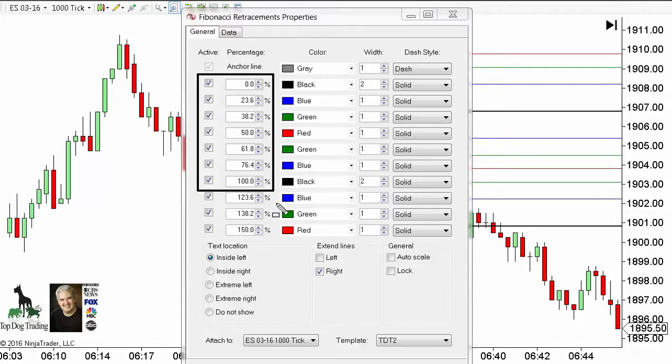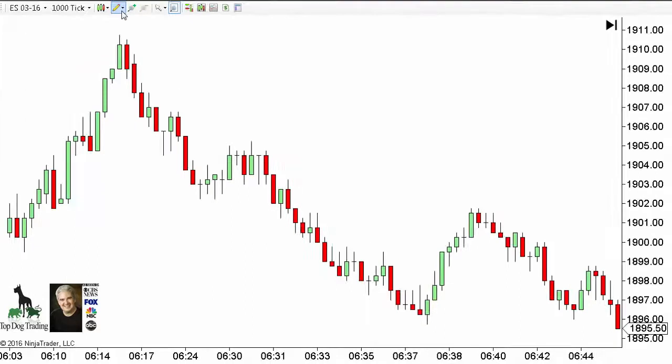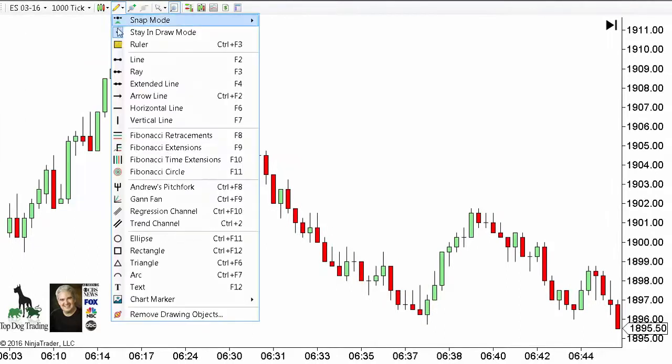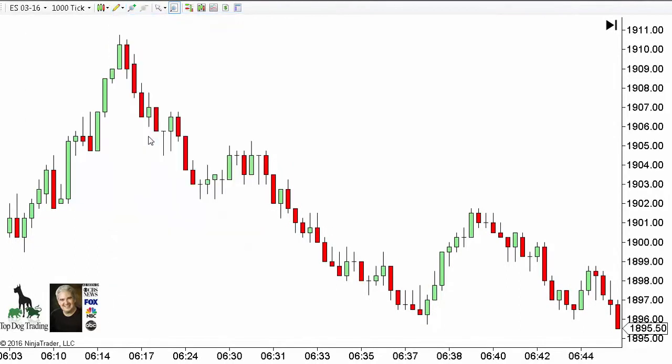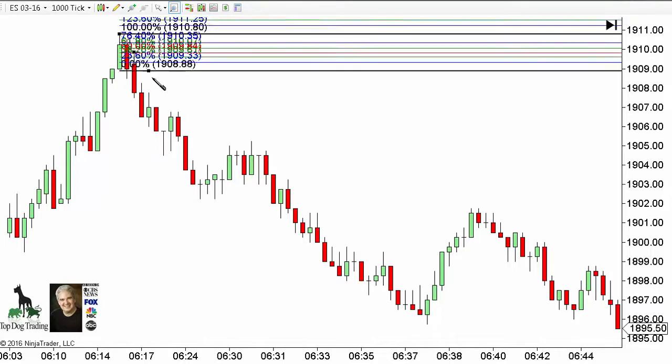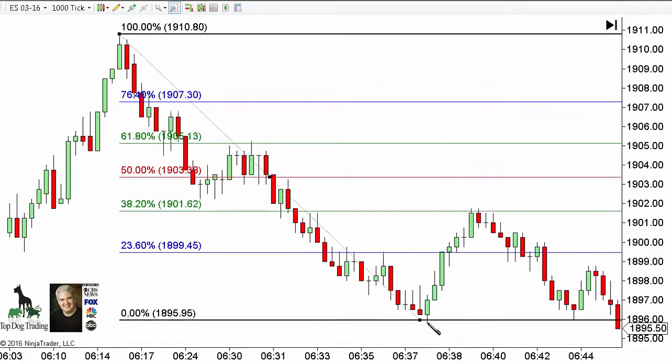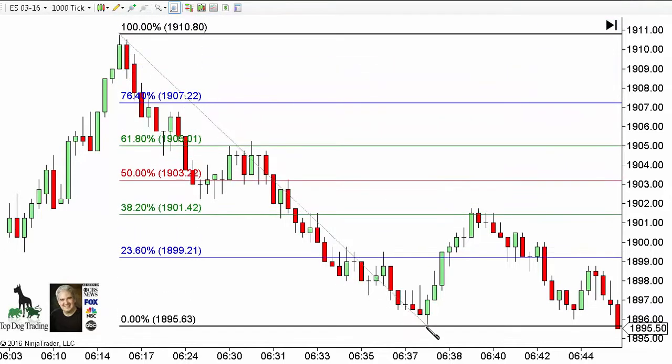So those are the numbers that we're using. You can write those down if you need to. Import them into your own charting platform, and I'll show you what it looks like here in just a moment. So we go up here to our Fibonacci retracement drawing tool. We start here, that's the beginning of our impulse move. We bring it down to the bottom, and now you can see these numbers draw on the chart.